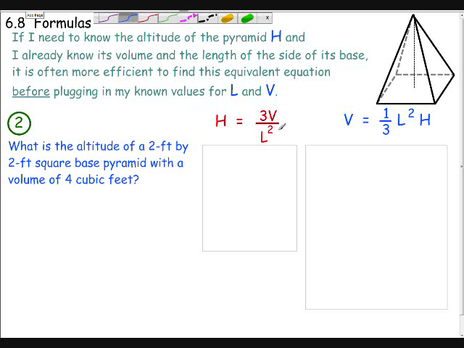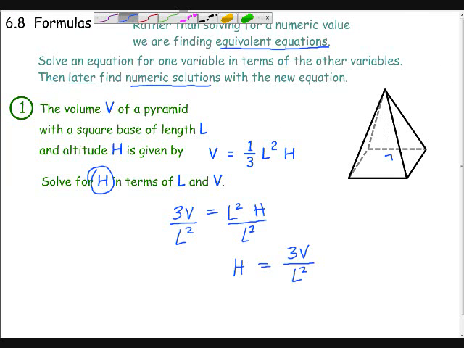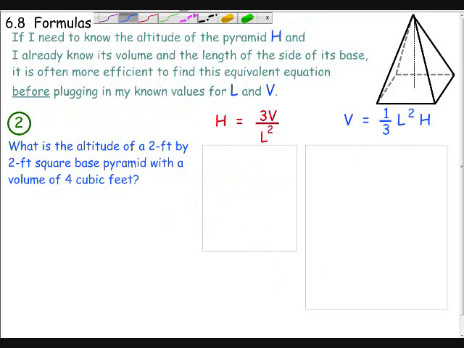Okay, so here is the formula. Is it the same? 3v divided by L squared? Oh yes, good. So I figured that out before I go to plug in any values of the side length or the volume. What is the altitude of a 2 foot by 2 foot square base pyramid that has a volume of 4 cubic feet?